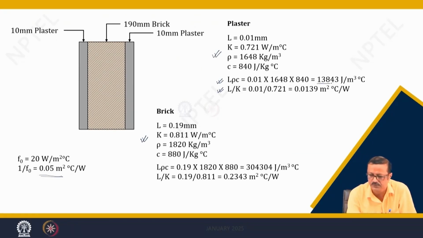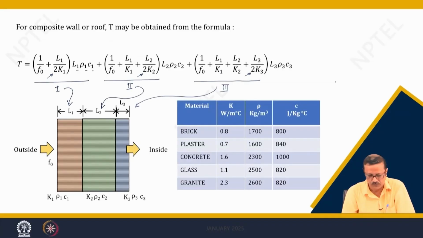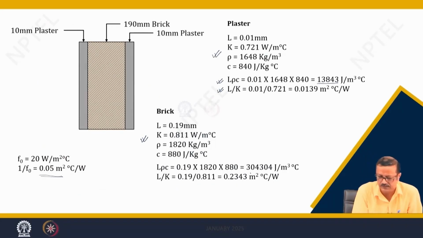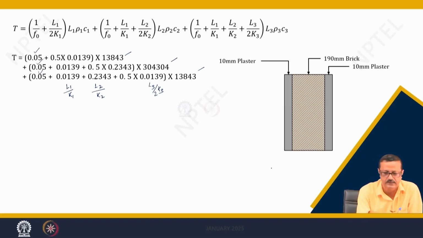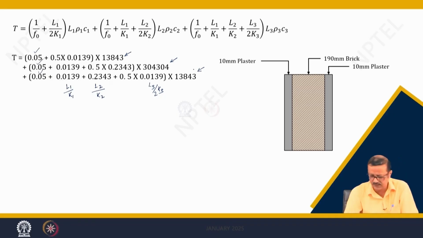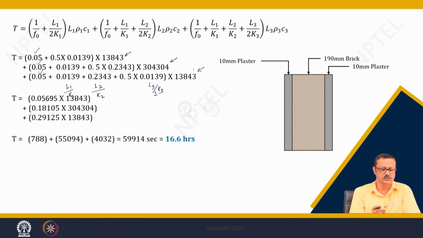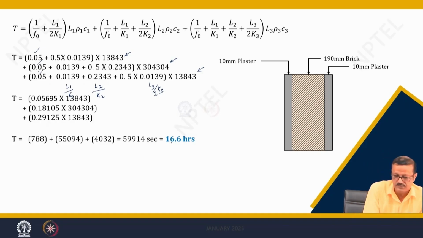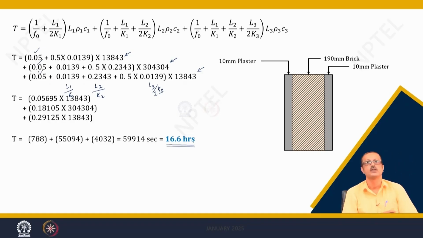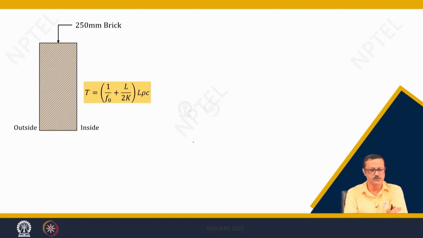These are the 3 multiplications of what I am getting from the earlier slides. This is 13843, and 304 are directly taken in this; 304 in the central case and 13843 for the two terminating cases. And then I calculated and computed 16.6 hours as the thermal time constant, right. So, similarly, I have discussed a few more.